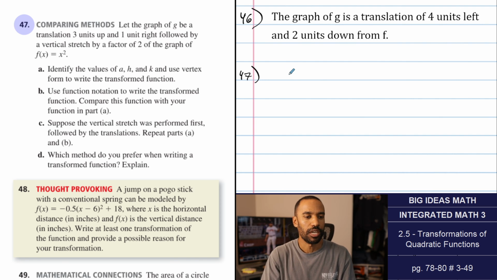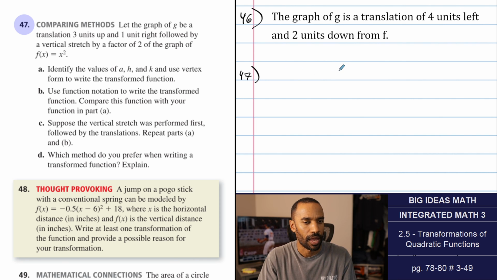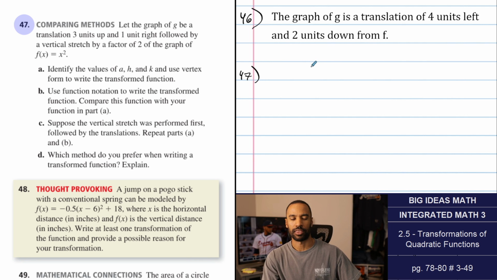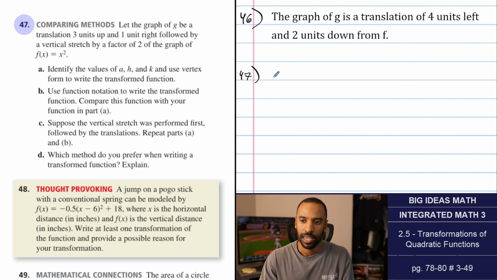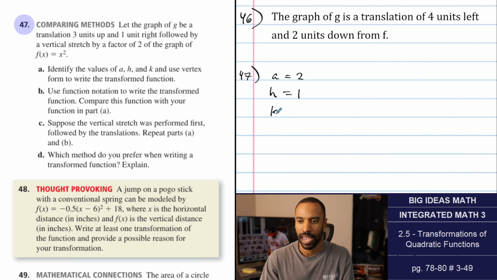Let the graph of g be a translation 3 units up and 1 unit right, followed by a vertical stretch by a factor of 2 of the graph of f of x equals x squared. Identify the values of a, h, and k and use the vertex form to write the transformed function. So a is 2, h, 1 unit right, h is 1, and k is 3.